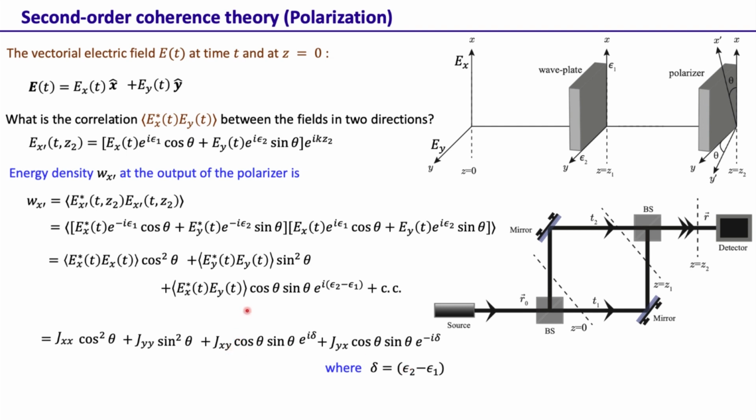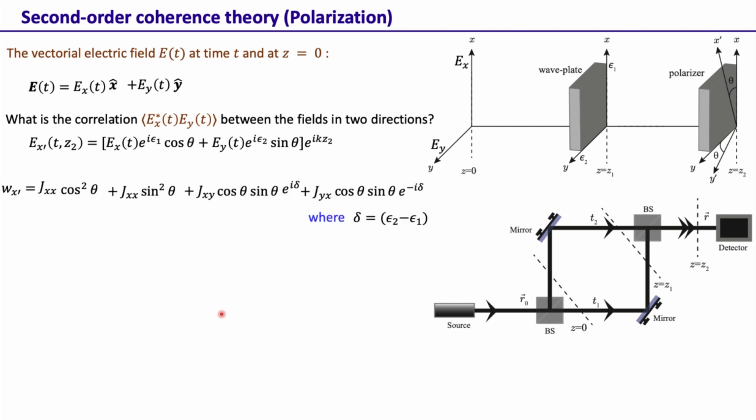And now we see that this quantity E star x Ey, which we are writing as Jxy, is the quantity we are after, and this we can find by studying this intensity at the polarizer. So this is again very similar to what we did for time and space, where we look at the intensity at this point, and by looking at the variation of the intensity at this point, we find out the correlation between the fields at T1, T2. Similarly here, by looking at the variation of the intensity at the output of the polarizer, we hope to find this quantity E star x Ey, which is the correlation between the fields in two different directions.